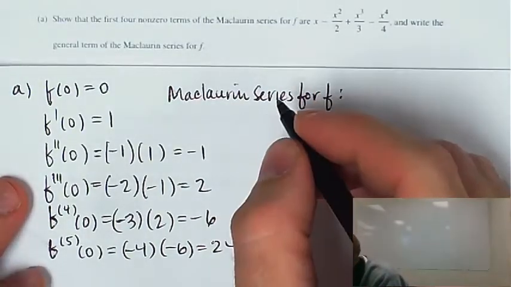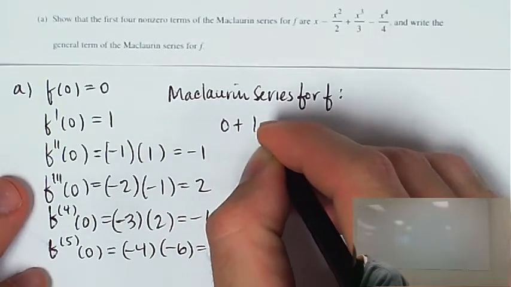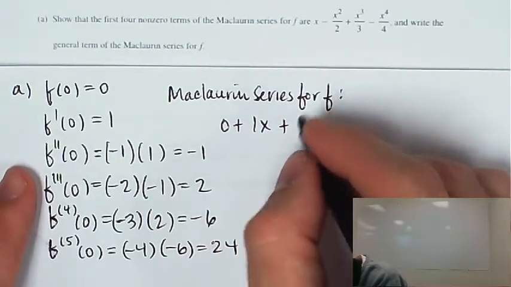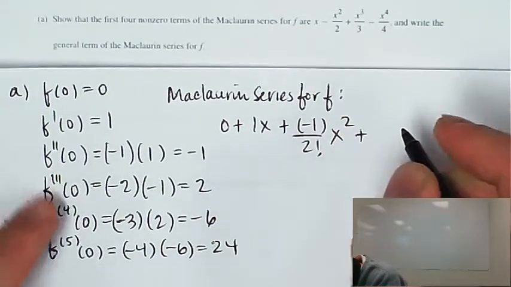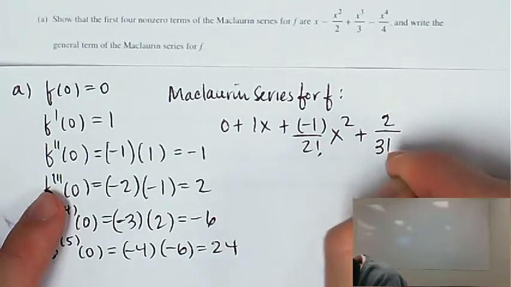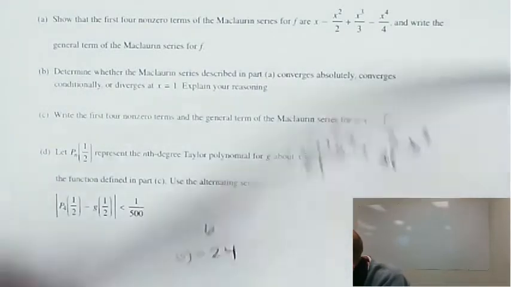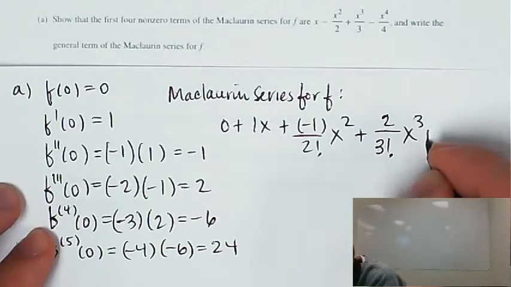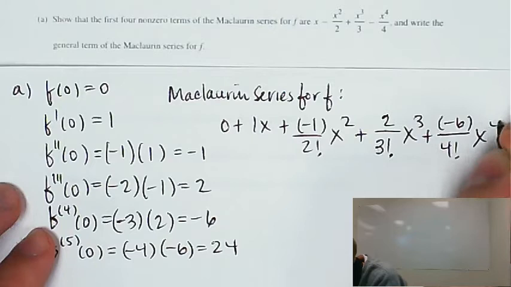I'm going to get by, well, it's f of 0 plus f prime of 0 times x to the first divided by 1 factorial, plus f double prime divided by 2 factorial x to the 2, plus f triple prime divided by 3 factorial x to the 3. Is that all they wanted? Right, the first 4 non-zero terms. That's only 3 non-zero terms. So I'll have plus negative 6 over 4 factorial x to the 4.